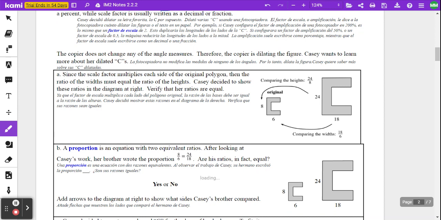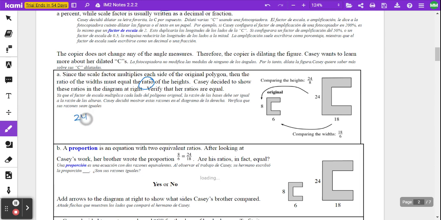Okay, part A. Since the scale factor multiplies each side of the original polygon, the ratio of the widths must equal the ratio of the heights. We're using the word ratio here. We'll see that's a word for fraction. Casey decided to show these ratios in the diagram at right. Verify that her ratios are in fact equal.